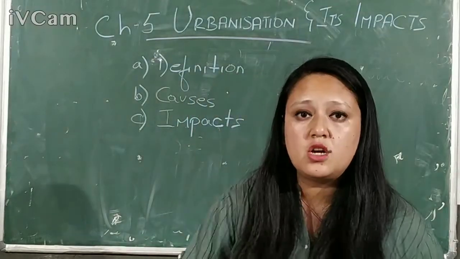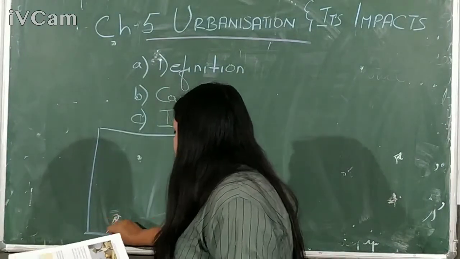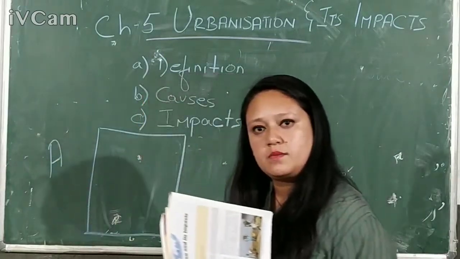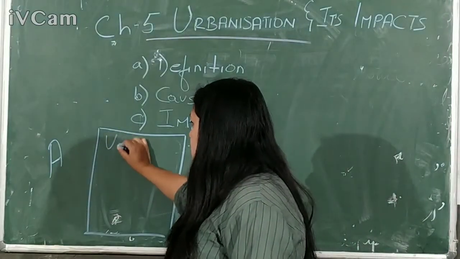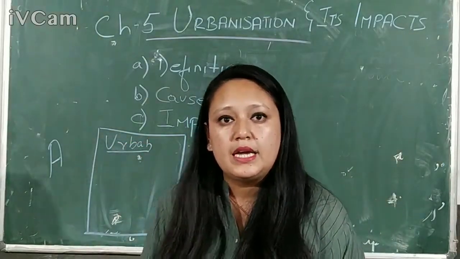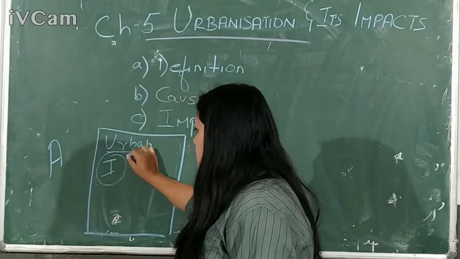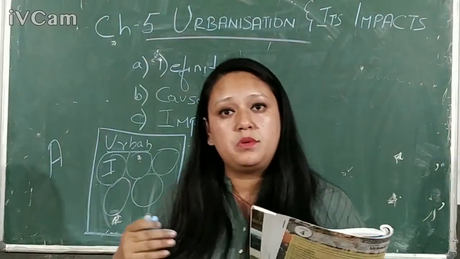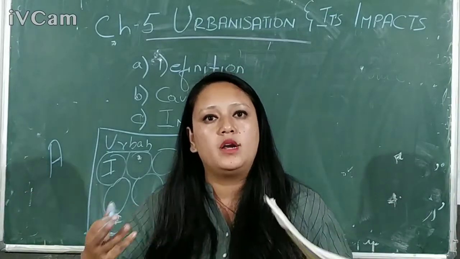Now, in the introduction, I told you that in the rural area, most of the jobs available are based on agricultural activities. But in the urban areas, most of the jobs available are based on industries. So if more industries are set up, that means there are more jobs available, and the industry requires more people.